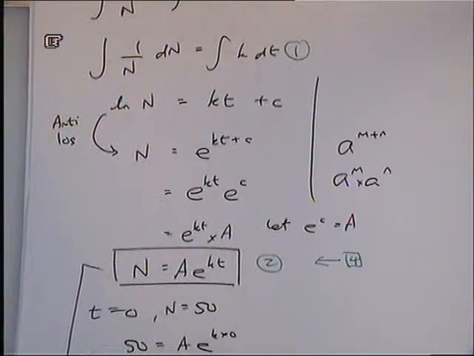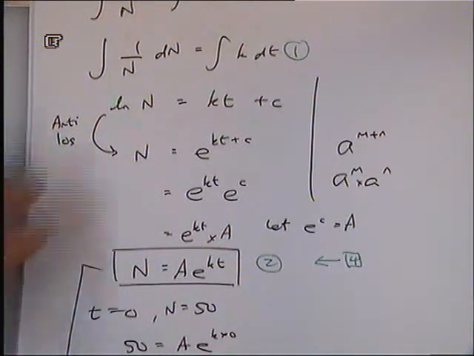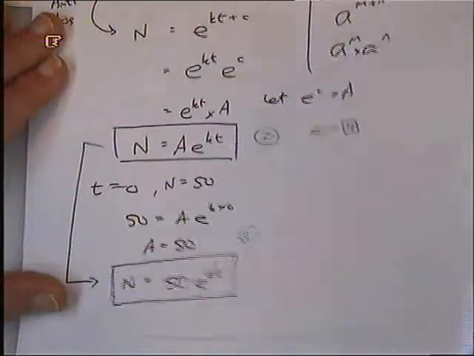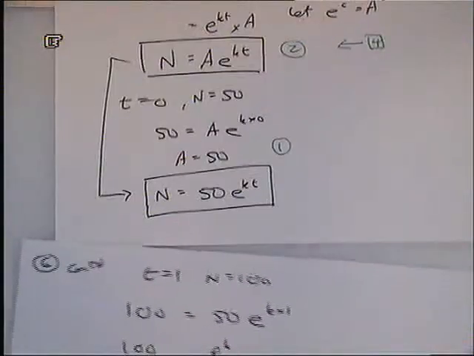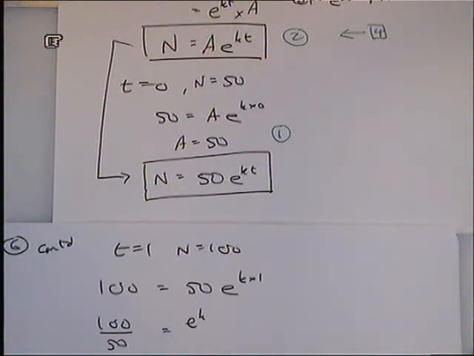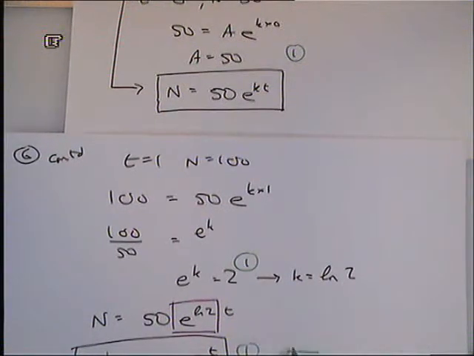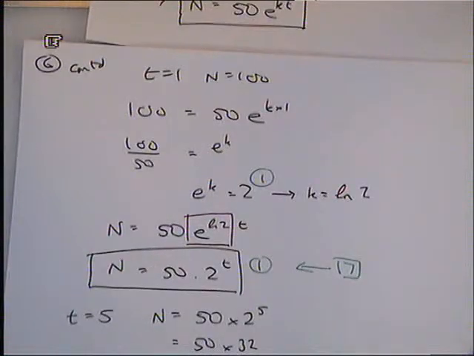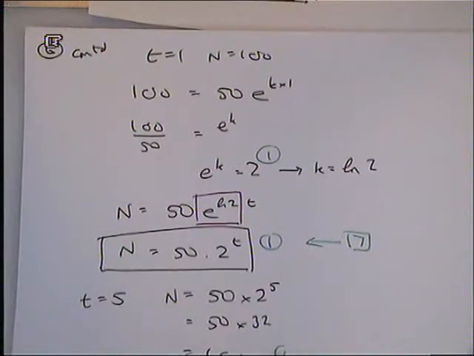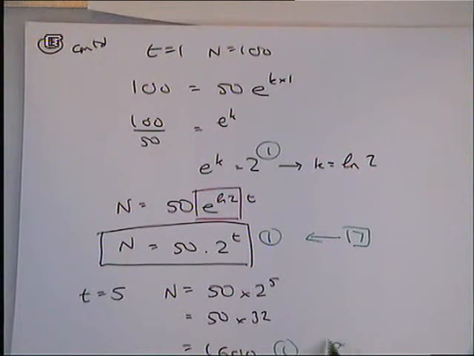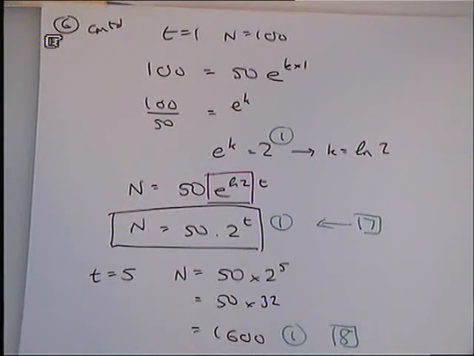I gave a mark for getting that A was 50. I gave a mark for getting that line down there, the e to the k was 2. And I gave another mark for getting that formula down there, which means if you're there you should now be on 7 marks. Sorry you couldn't see that one at the time. And then I gave one more mark for getting to the end of the question with the answer right. So that was an 8 mark question altogether.